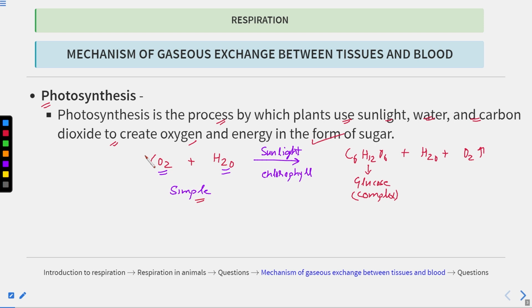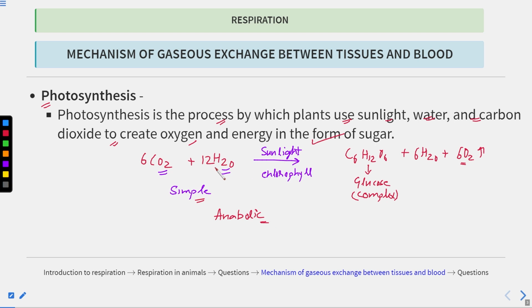All right, so now you can balance this equation. It will be 6H2O and 6O2. All right, this is clear. So this was about the photosynthesis, and it is what? It is an anabolic process.